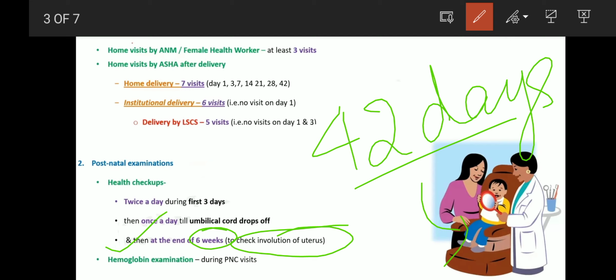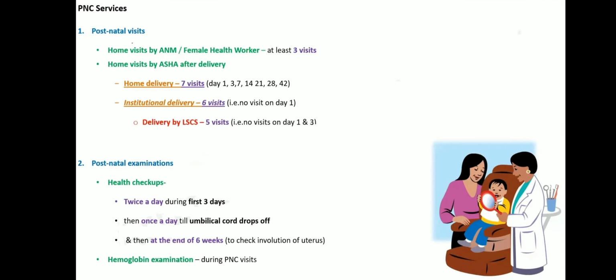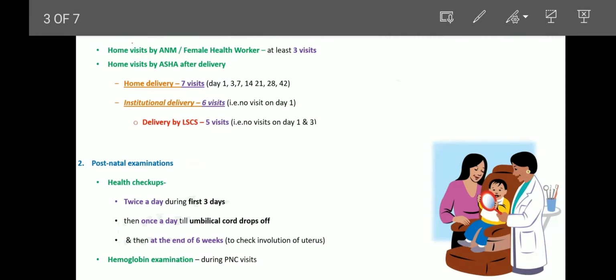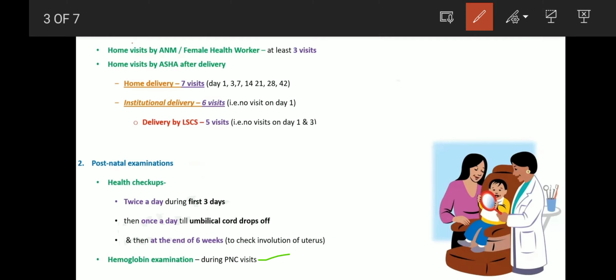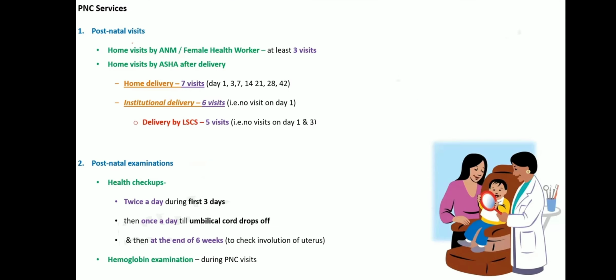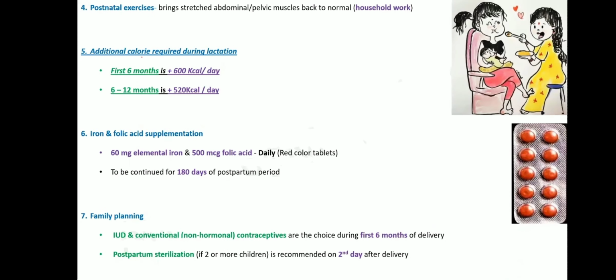Then hemoglobin examinations have to be done in the PNC visits. We check the hemoglobin levels so that we can rule out anemia. If anemia is discovered, we can treat it. In some cases, we have to continue the treatment for the anemia for at least 1 year or more than 1 year. If it is discovered, we have to treat it. So we also check the hemoglobin levels.